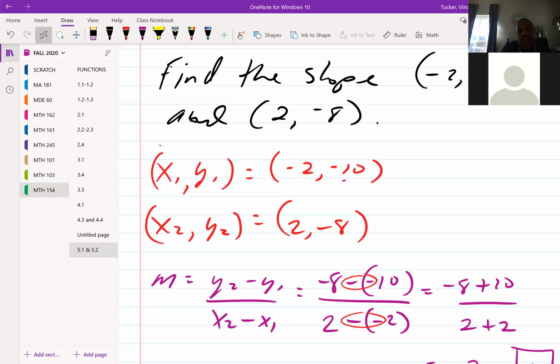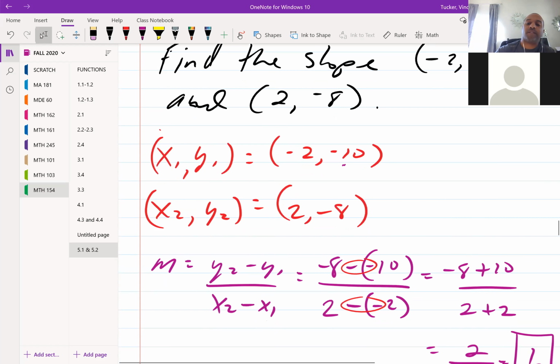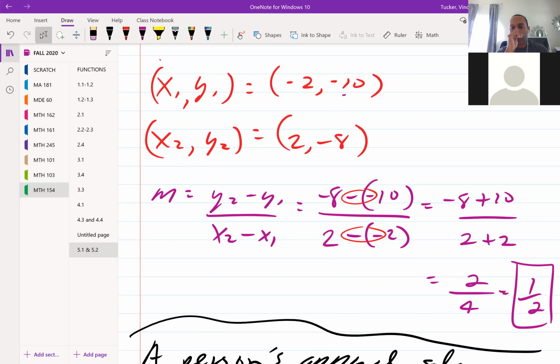So y2 is -8. y1 is -10. Make sure you don't lose a negative. Be careful with that. A lot of people do. So there's -8 minus -10. Then plugging in for x2, which is 2, and then x1 is -2. So in both cases, we have a negative to a negative, which turns positive. So it's -8 plus 10 over 2 plus 2. So that's 2/4, which is equal to 1/2.